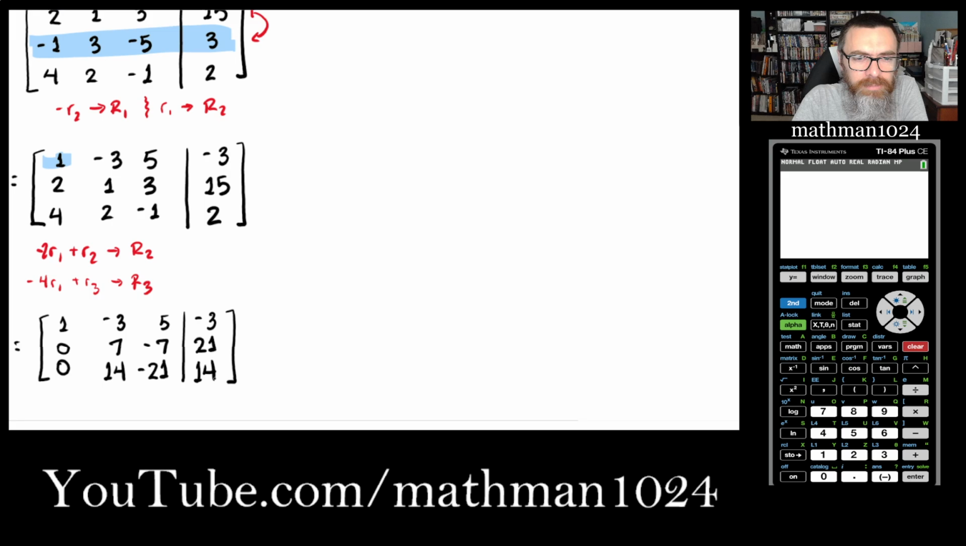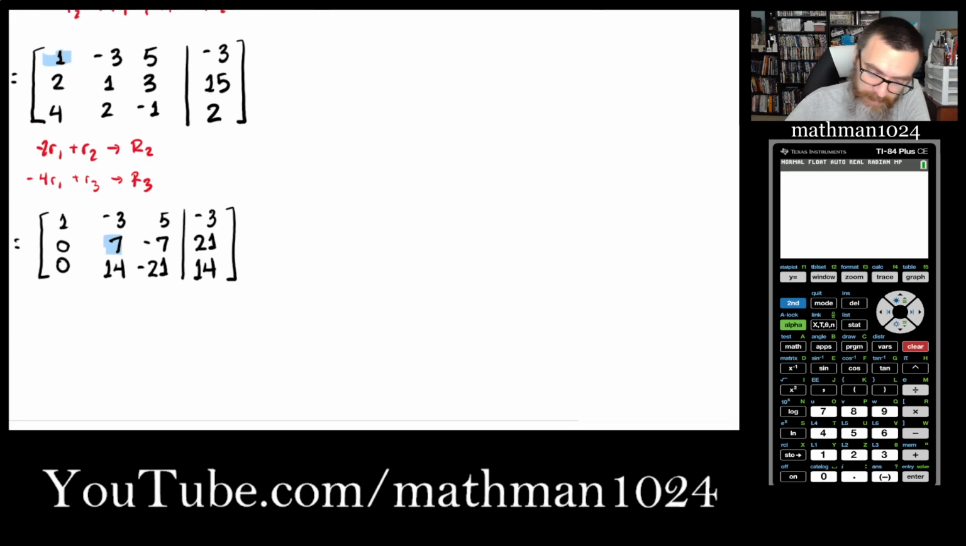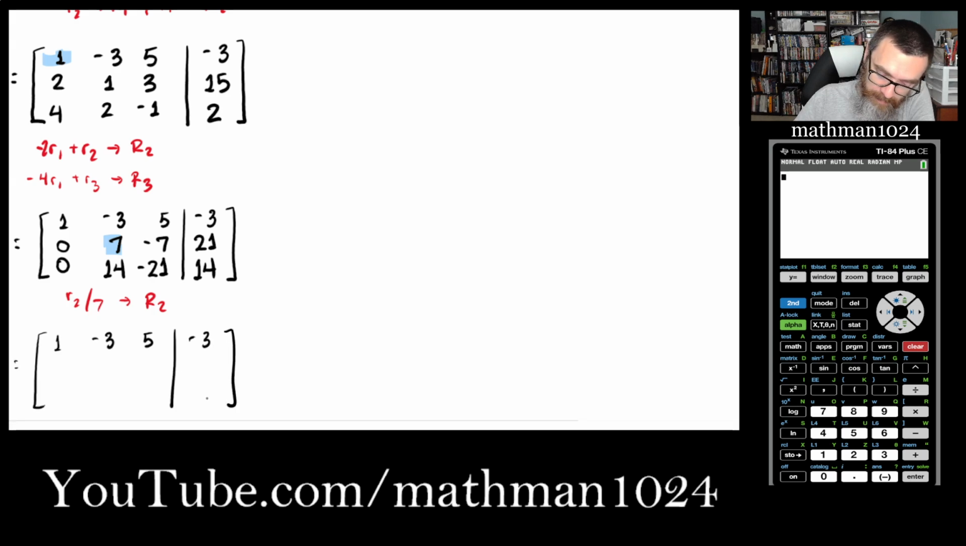All right, now we need to get this guy to be a 1. So we divide everything there by 7. So we're going to take row 2 divided by 7 and replace row 2 with that. Okay, so that gives me 0, 1, -1, 3.